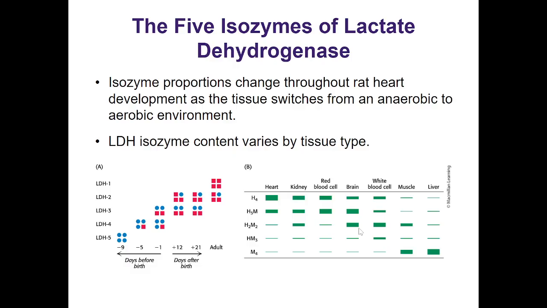Why is that? Notice that? Like your kidney, you have a pretty wide variety. Brain, you have a pretty wide variety. White blood cells, you have a wide variety. Okay. So your heart doesn't exactly have a huge variety, does it?